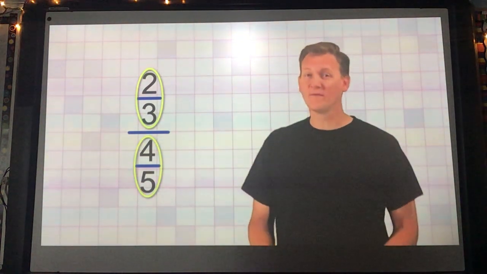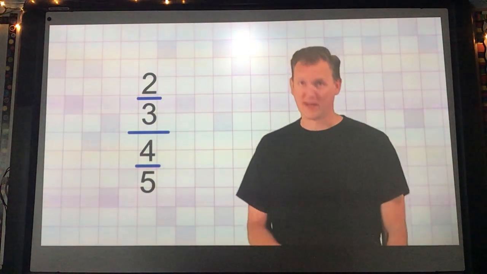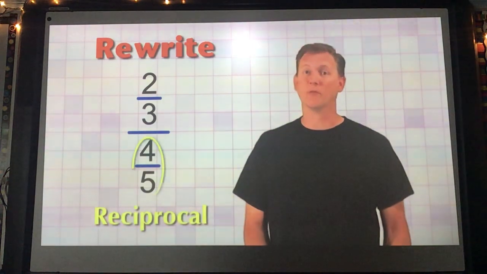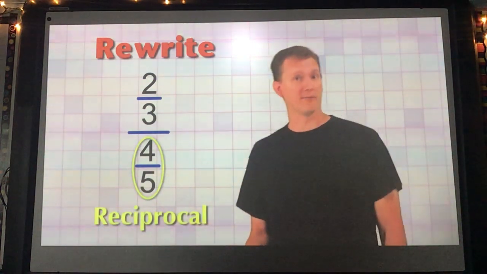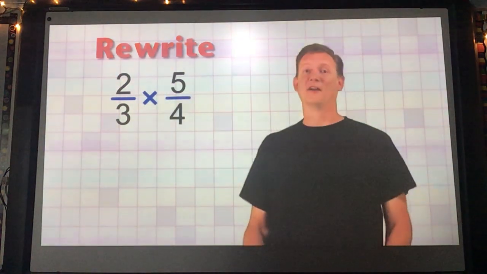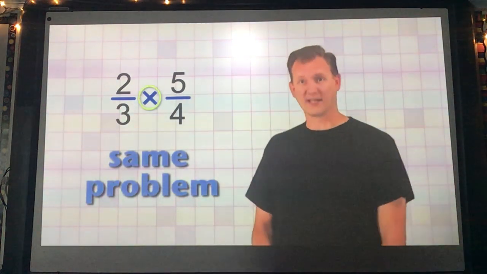It just looks a little confusing because we have all these fraction lines here. But we can make it look a lot better. Let's rewrite this as a multiplication problem by taking the reciprocal of the bottom number, the fraction that we're dividing by, and multiplying it by the fraction on top. There, that looks easier to do, and it's really the same problem. We just need to multiply to get the answer.